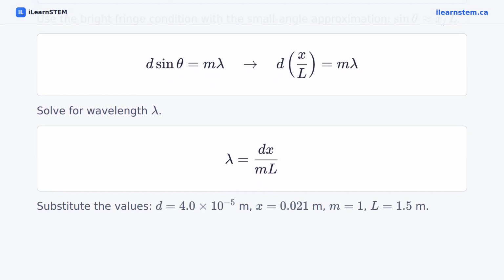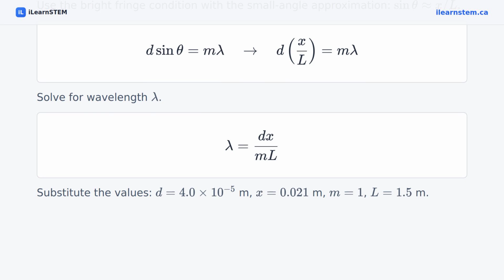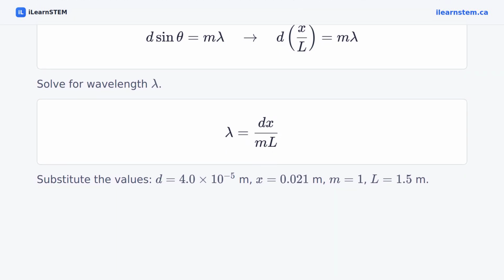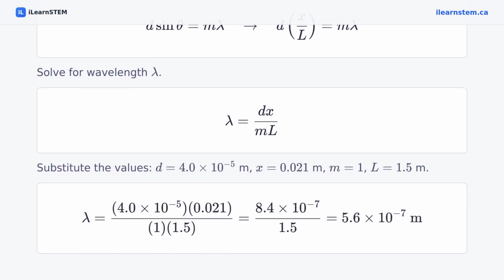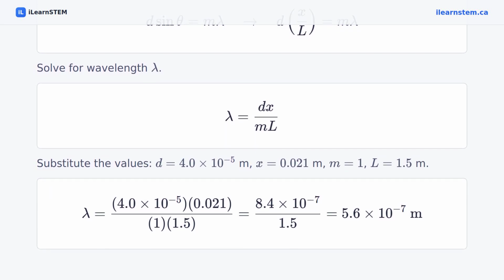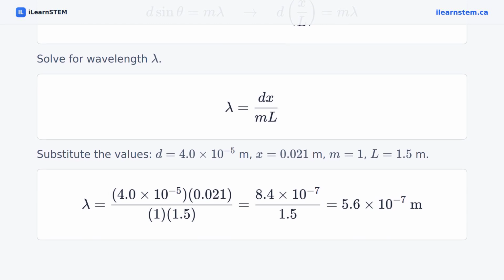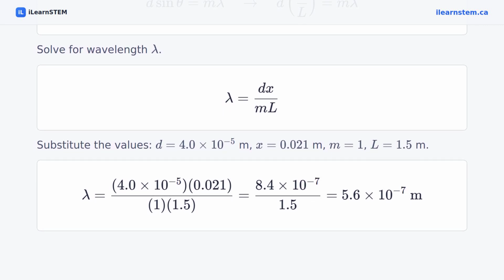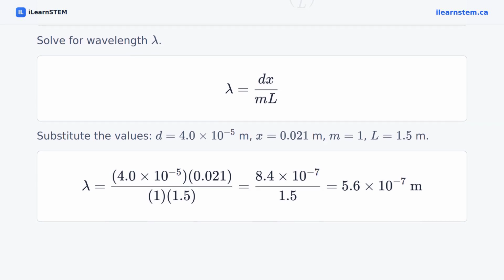Substitute the values. d is 4.0 times 10 to the minus 5 meters. x is 0.021 meters. m is 1 and L is 1.5 meters. This gives lambda equals 4.0 times 10 to the minus 5 times 0.021 divided by 1 times 1.5, which is 8.4 times 10 to the minus 7 divided by 1.5, resulting in 5.6 times 10 to the minus 7 meters.